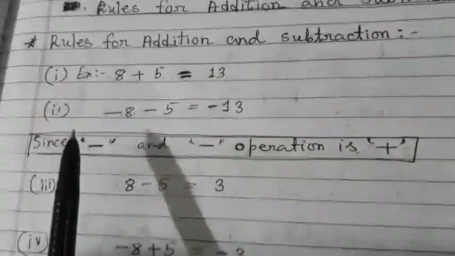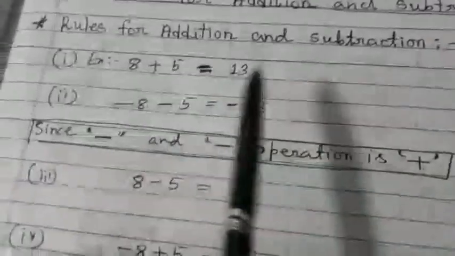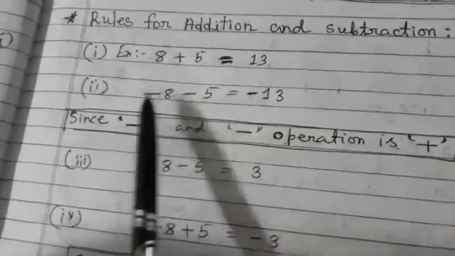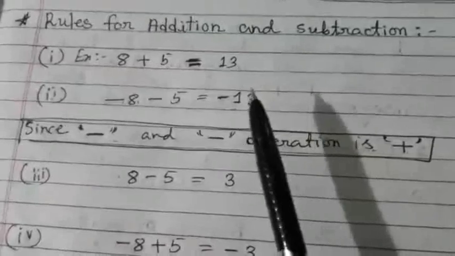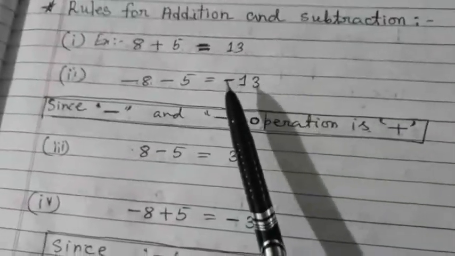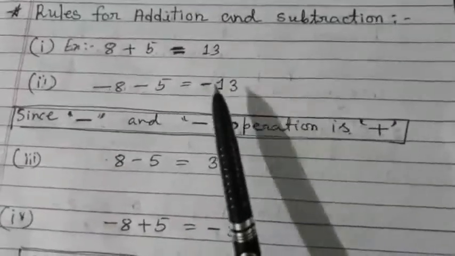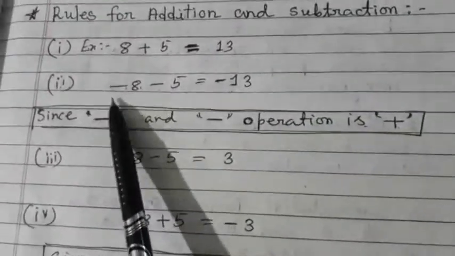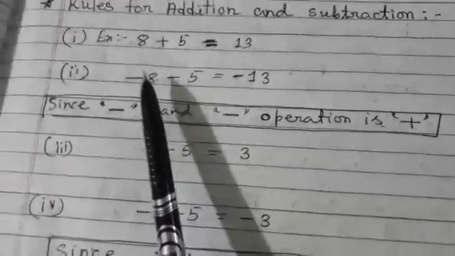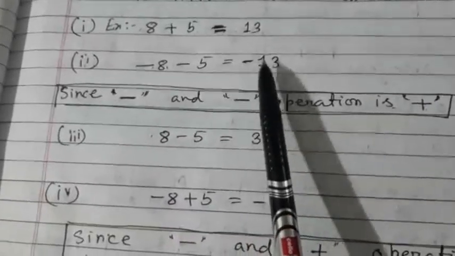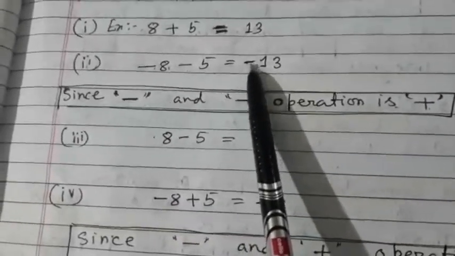Okay, you remember this. Plus is always plus, but minus also the operation is plus, but in front of the absolute result we put the sign of the greater value. That means here the greater value is 8. In front of 8 is minus, therefore the absolute value also carries the minus. Okay.